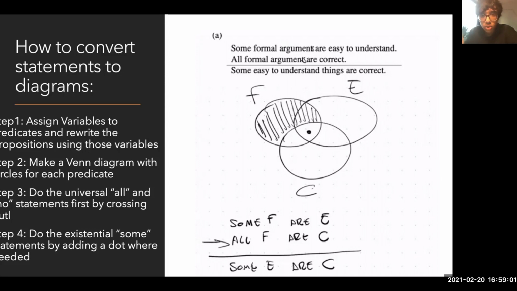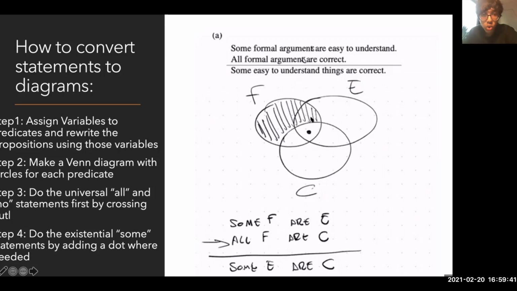The first thing you need to do is find the predicates that exist in this argument and assign variables to them. Here we assign F for formal arguments, E for easy to understand, and C for correct. Then we rewrite the syllogism in a simple format: some F are E, all F are C, some E are C. The next step is to make a Venn diagram with circles for each predicate. There are three predicates, so we make circles for each one of them, intersecting properly.